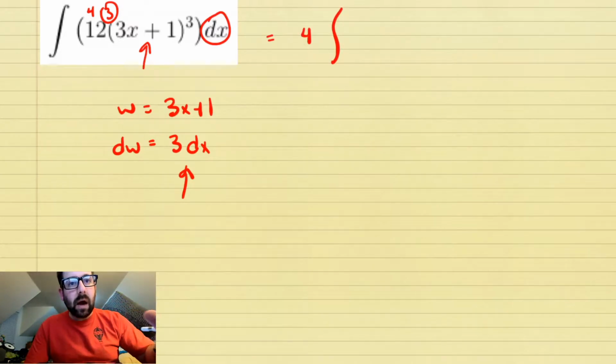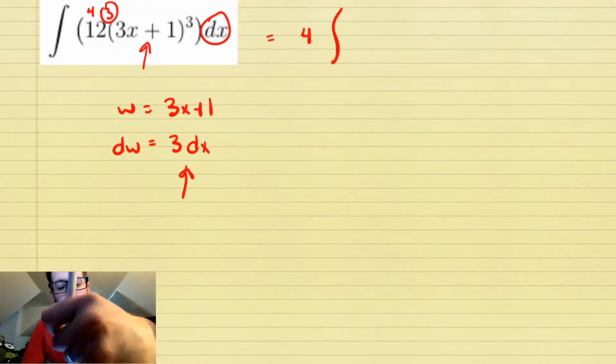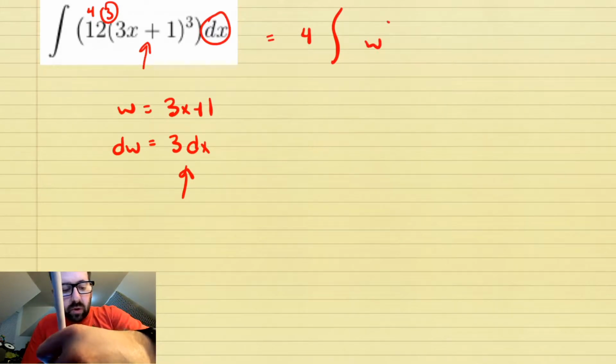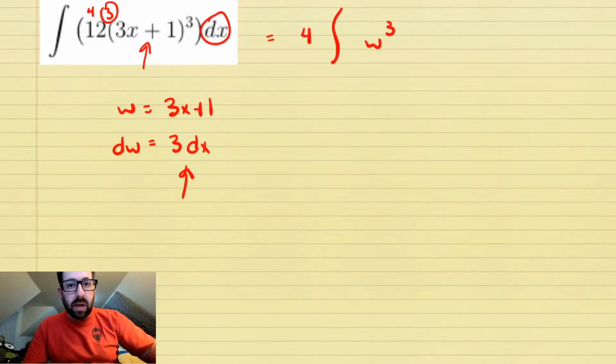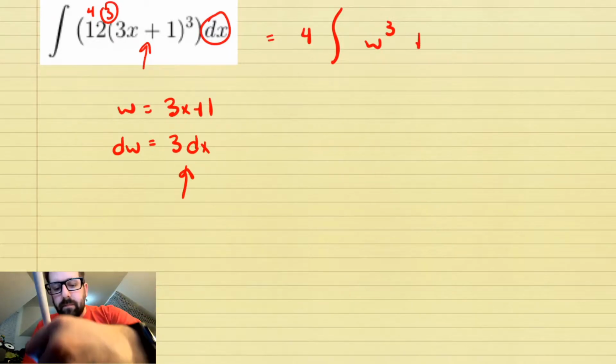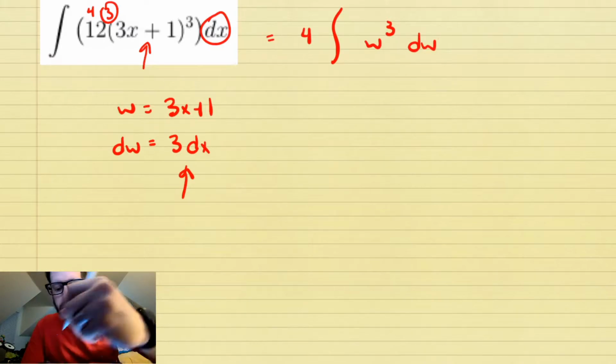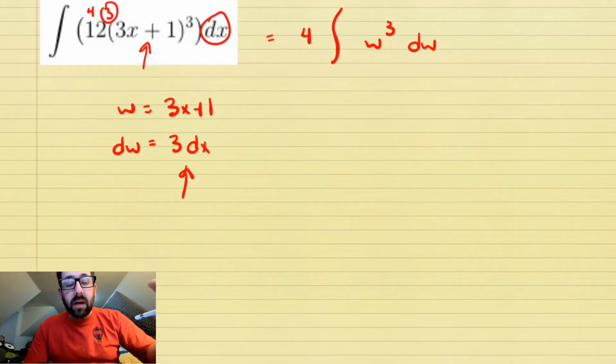If there's a constant out front, you can kick it out of the integral. And so what we're going to have here is a w to the 3rd power, because I'm substituting out the 3x plus 1 as w. And then the dw is going to represent my 3 and the dx. This will be the dw. That accounts for everything, including the 12, because the 4 and the 3 were the parts. So the 4 was kicked out, and the 3 and the dx was the dw that I substituted in.